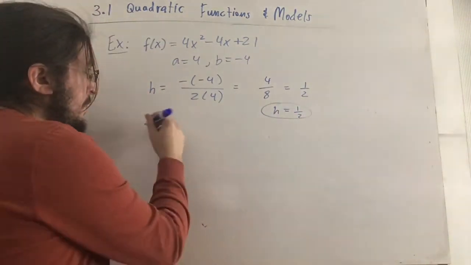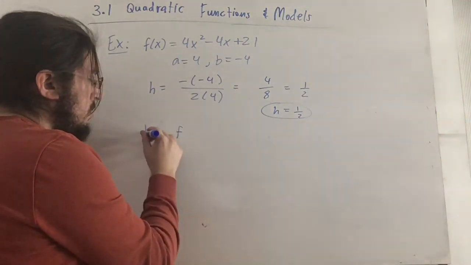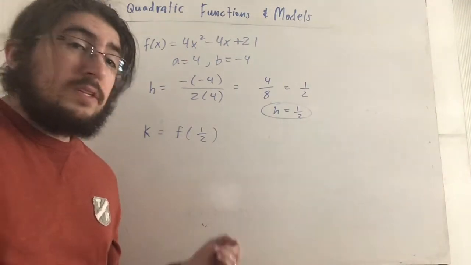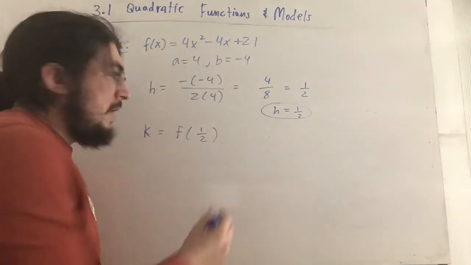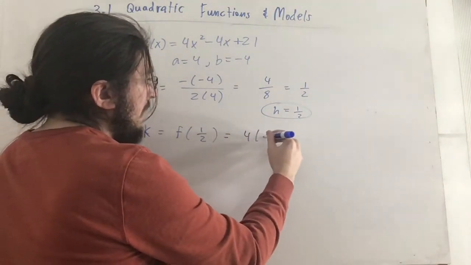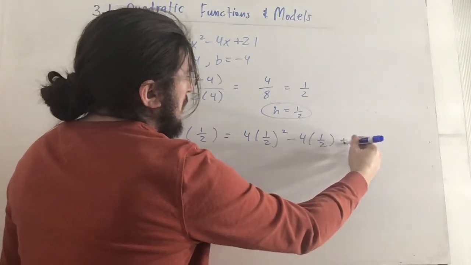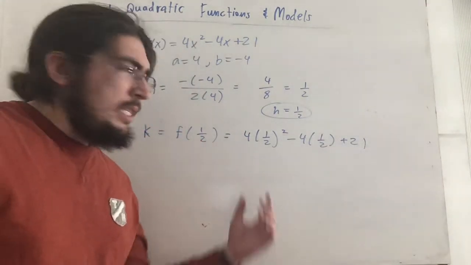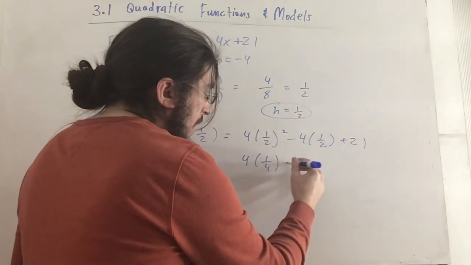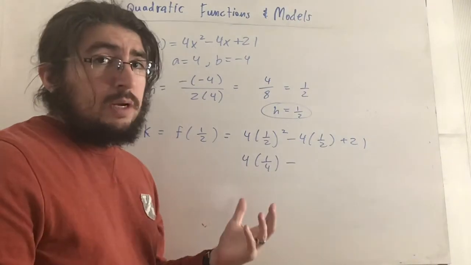Now what's k? k is just f of h. So k in this case is f of 1/2. Good. So now what we have to do is plug 1/2 into this. Well, let's see what happens. So we're going to get f of 1/2 is 4 times 1/2 squared minus 4 times 1/2 plus 21. Now 1/2 squared is 1/4. So it looks a little shaky at first, but actually, after applying some cancellation, we don't get a fraction.